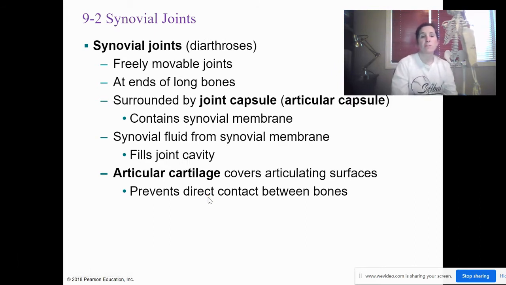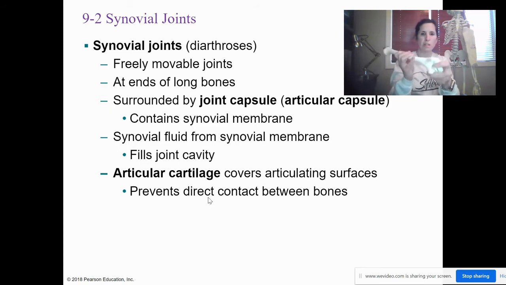Synovial joints, the diarthrosis, these are what we're going to spend the most of the time on this chapter. These are freely movable. These are at the end of long bones. There's going to be a joint capsule that contains a synovial membrane. The synovial fluid from the synovial membrane will fill the joint cavity. And remember, there is articular cartilage. So when we did the long bone dissection, remember at the end was that smooth white cartilage. That is covered it. That's your articular cartilage.